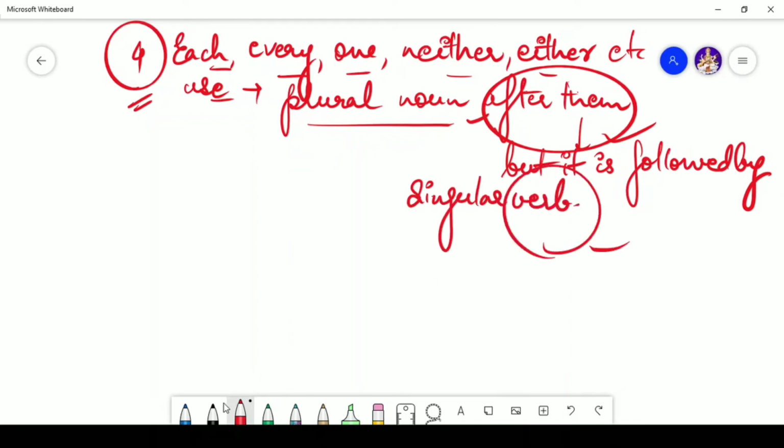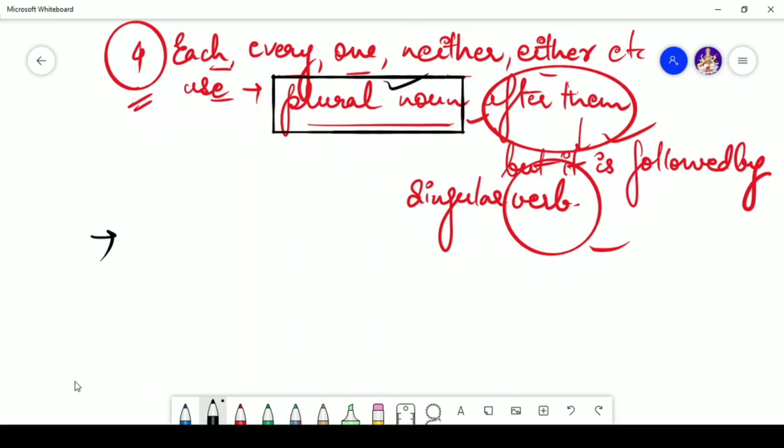Now what does this mean to state? This means that in any sentence, whenever you are talking about each or every or one or neither or either, obviously you are going to talk about more than one noun, and that is that you are basically going to use a plural noun. So the use of each, every, one, neither, either, all of these are done with the plural noun, but again this plural noun makes use of a singular verb. After each or every or these kinds of words, a plural noun will come, but after the plural noun it will be followed by a singular verb.